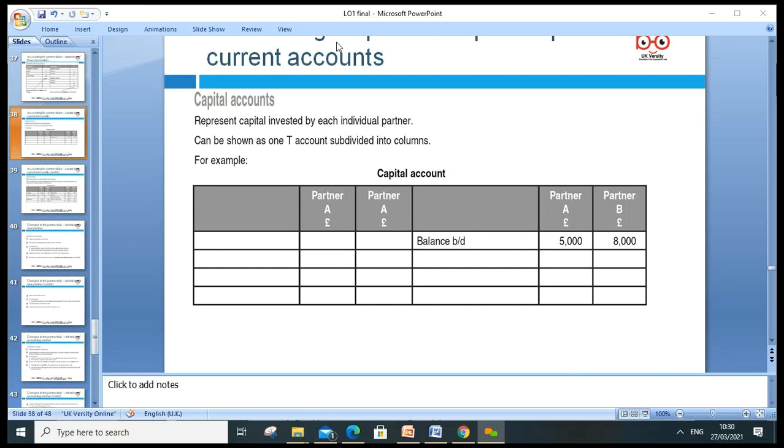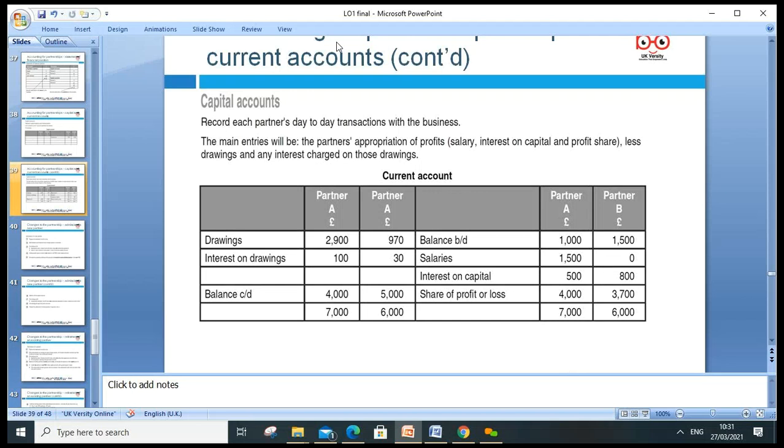Partners' capital will go on the credit side. When somebody withdraws, we put it on the debit side. Their current account is part of the capital. So you will see the balance. Salary was an expense for the business, but salary is income for partners if the partner is working and getting salary.